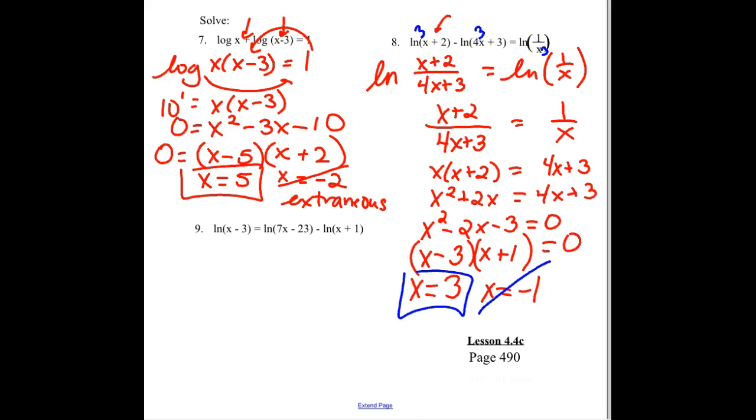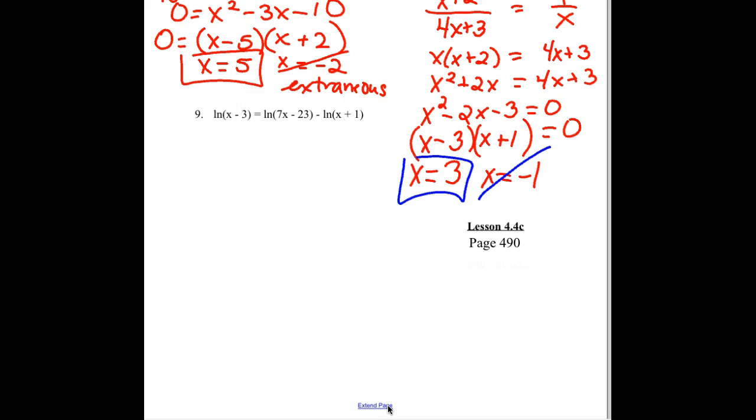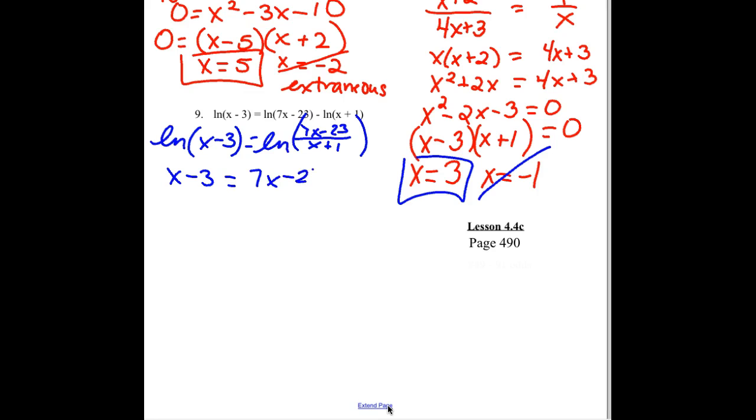So let's check question 9 here. All right. Condensing on the right-hand side, you should have the natural log of 7x minus 23 over x plus 1. All right, and since we have natural log on both sides, we can eliminate the natural log piece and have x minus 3 equaling 7x minus 23 divided by x plus 1. Okay, picture a 1 under there so you can cross multiply correctly.